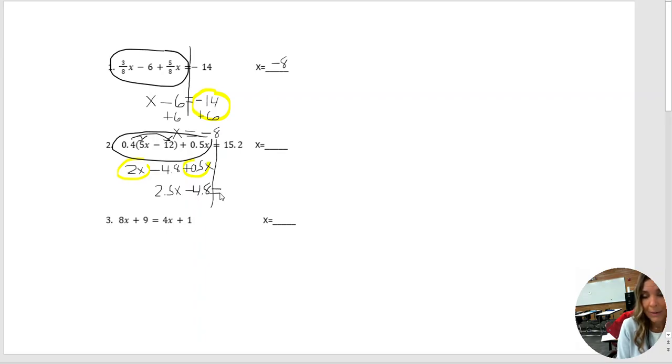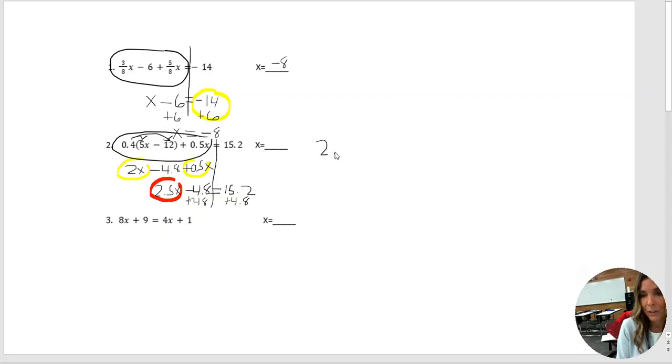Okay, now we look at the right side. There's nothing to simplify here, and so now we continue with getting our numbers to the right side so that in the end we have variable terms on one side, numbers on the other. Here's my variable term, 2.5 times x. So I want to isolate that by adding 4.8. I want that 4.8 to not be on the left side. I want it to be on the right side.